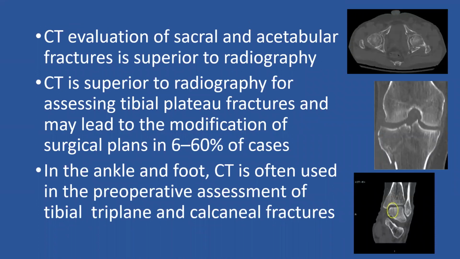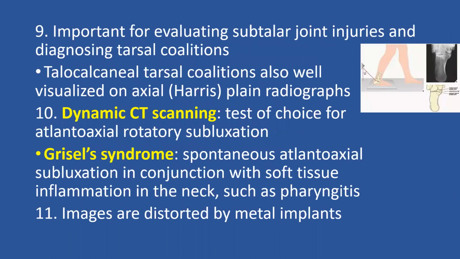And in the ankle and foot, CT is often used in the preoperative assessment of tibial triplane and calcaneal fractures. It's important for evaluating subtalar joint injuries and diagnosing tarsal coalitions. We used to take plain X-rays, of course, for tarsal coalitions. But we have to take the Harris views, oblique views, lateral views. With the CT scan, it describes exactly what kind of synostosis we have. So you have to keep this in mind. Dynamic CT scanning is the test of choice for atlantoaxial rotary subluxation.